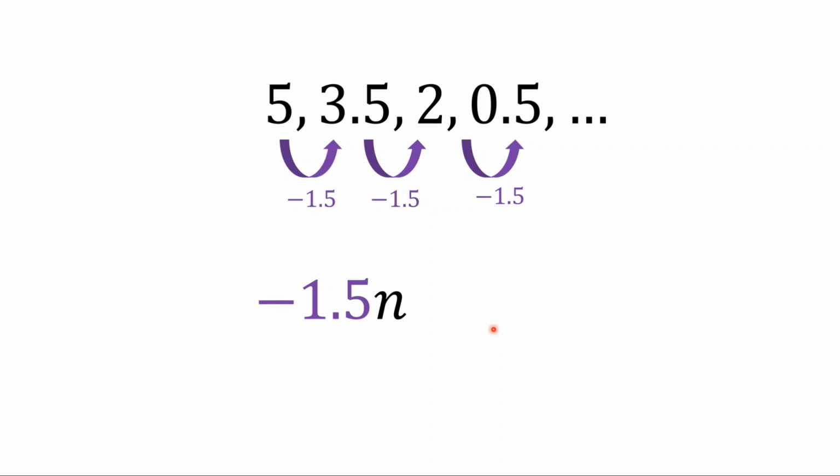One final example. 5, 3.5, 2, 0.5. Hopefully you can see we are going down in 1.5 each time. We're taking away 1.5 each time. So I'm going to have negative 1.5n. What would my 0th term be? My 0th term would have been 6.5. So we've got plus 6.5 here.